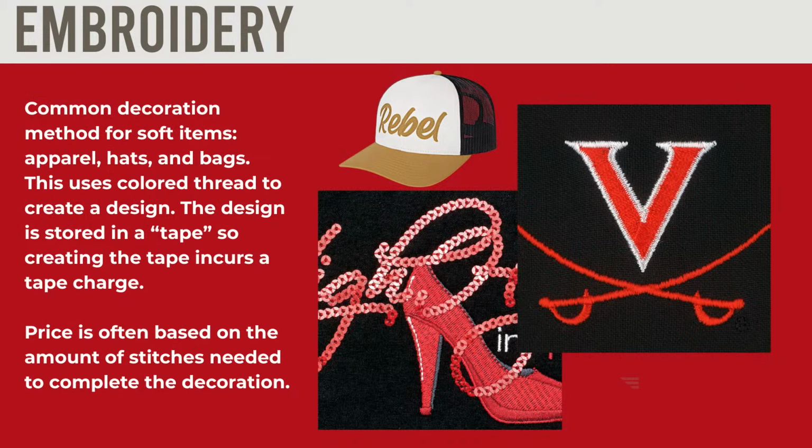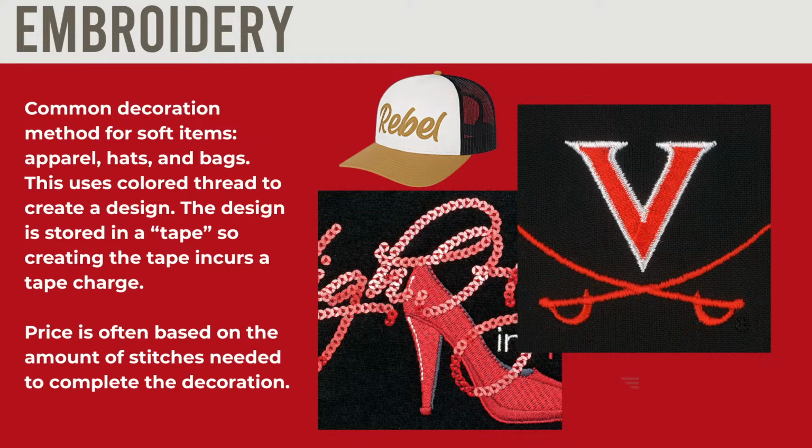Okay, embroidery, a common decoration method for soft goods, apparel, hats, bags. We're using colored thread to create the design. The design is stored on a tape. You might often hear us call it a DST file, which is a digital stitch file, and that we put into a machine. That machine then tells our embroidery machine what stitches are supposed to be put down, which color is supposed to be put down at what time. Usually with embroidery, you can do up to 9 colors, depending on how many spools are on the embroidery machine. But on average now, 9 colors within one logo.